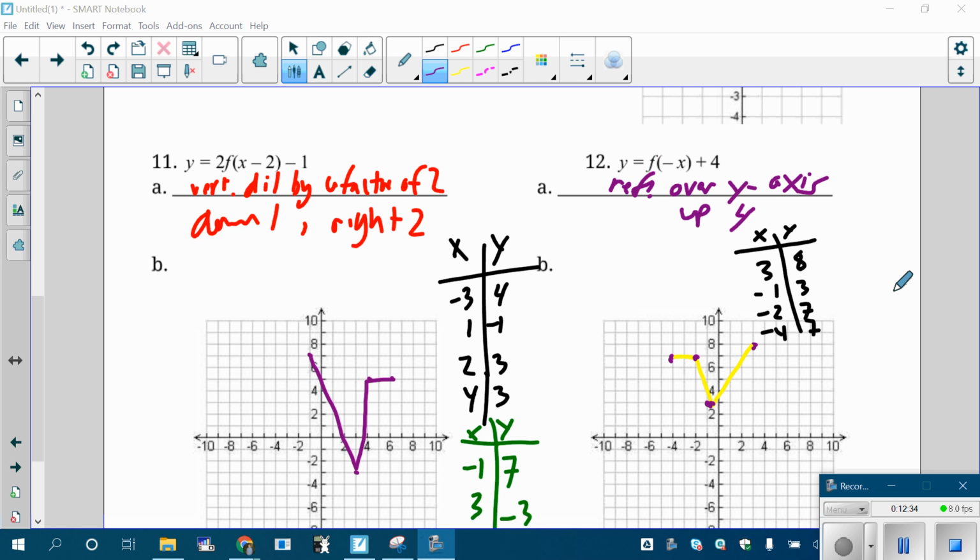Okay. We're going to do a little practice of transformations at the beginning of class next period, but I hope this jogged your memory a little bit.